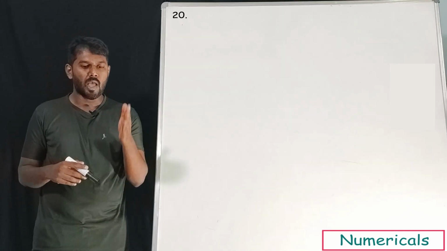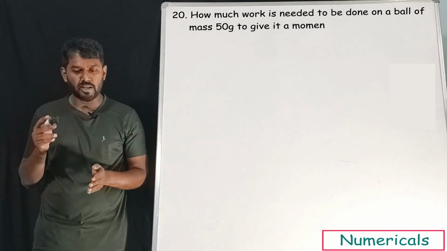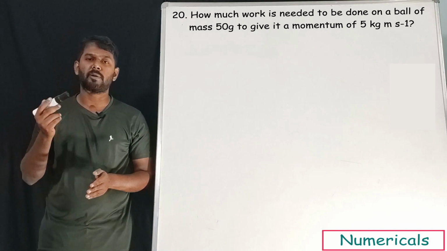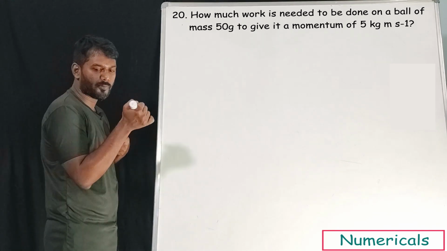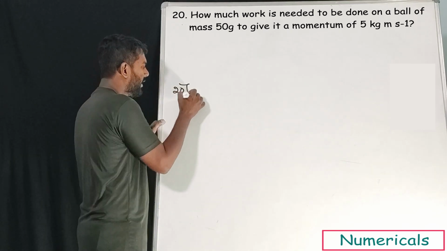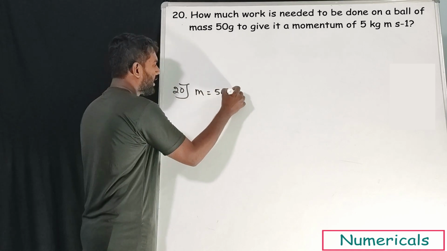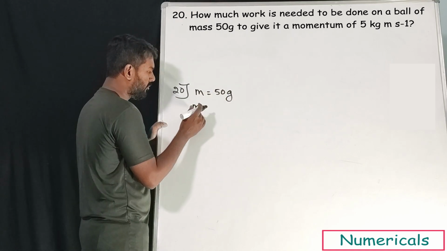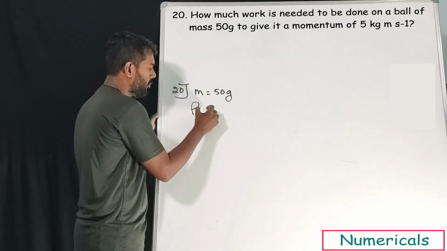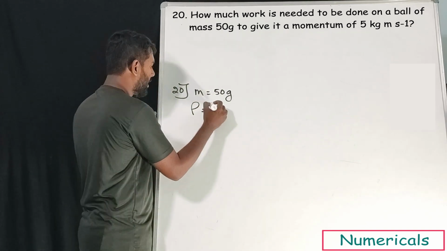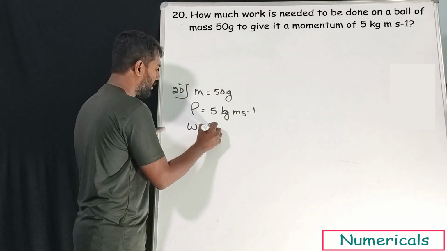Question number 20. How much work is needed to be done on a ball of mass 50 grams to give it a momentum of 5 kg meter per second? First we will write the given data, then we will discuss the question. Here, question number 20. What are the things given? Mass, that is 50 grams, then momentum is given. What is the symbol for momentum? Slanted p, right? Momentum, that is 5 kg meter per second. We need to find the work done.